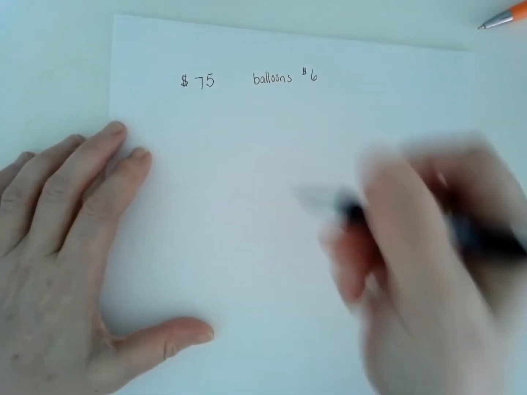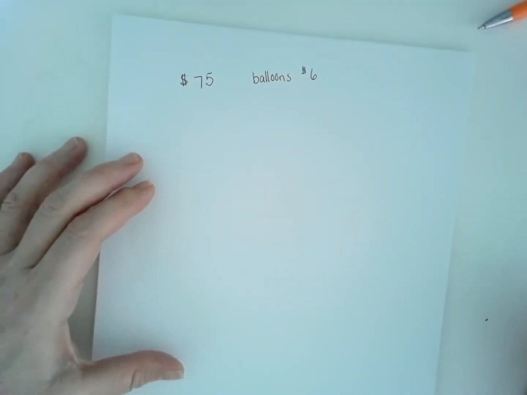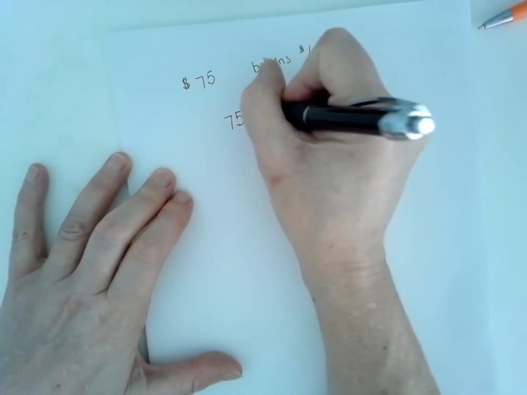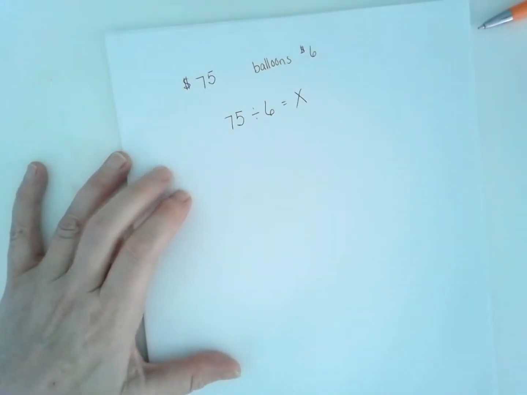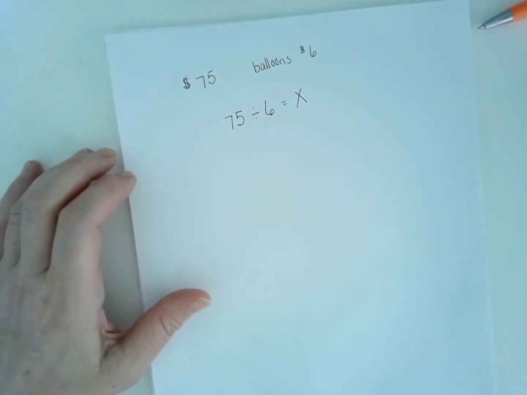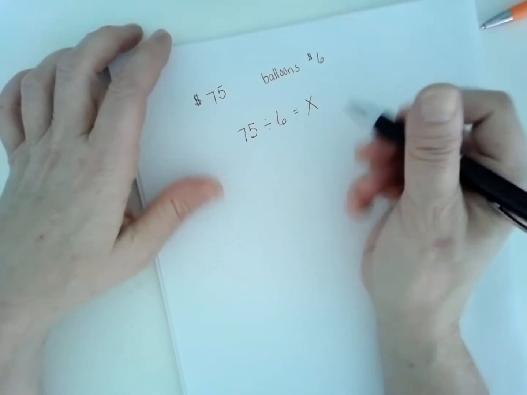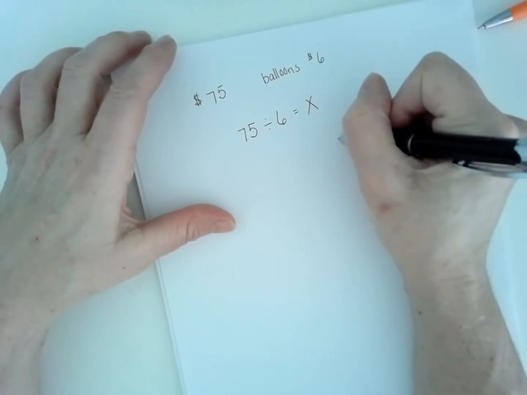So our number model with the unknown is going to be 75 divided by 6 equals x, or whatever letter that you want to do. 75 divided by 6.